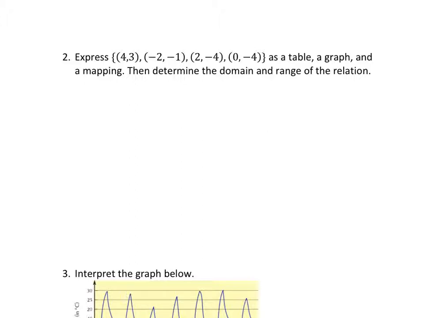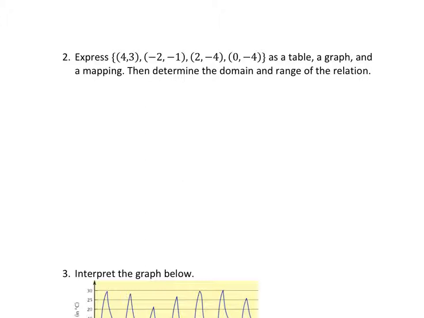In number 2, we've got this relation. Remember, a relation is just a set of ordered pairs. So we've got these 4 ordered pairs. We're going to express them as a table, graph, and a mapping. Now we're going to determine the domain and range of the relation.